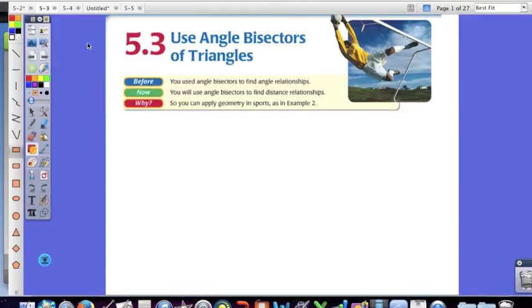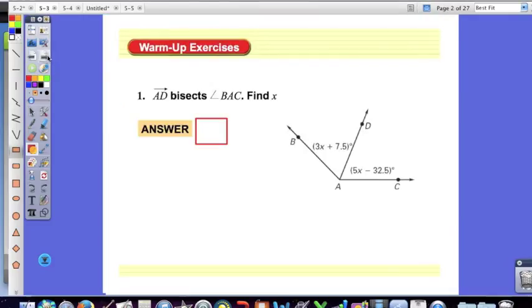Today, angle bisectors are going to intersect the three angles. They're going to bisect the angles of the triangle, so that the measure will be equal on both sides of the bisector, and they will intersect at a point of concurrency called the incenter. So we're going to go through these problems from the other day.